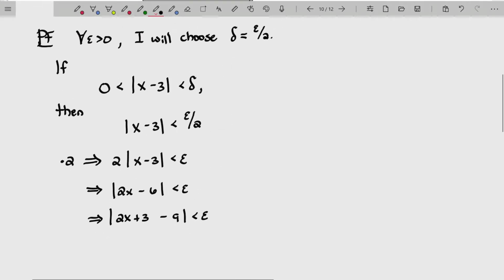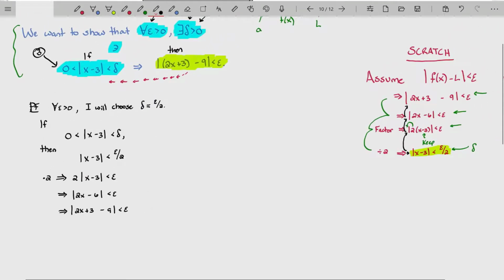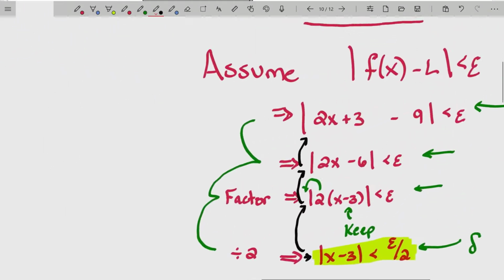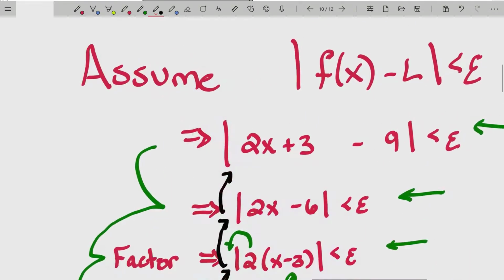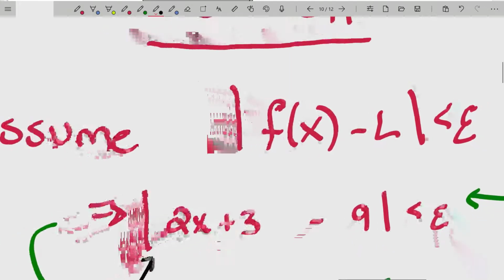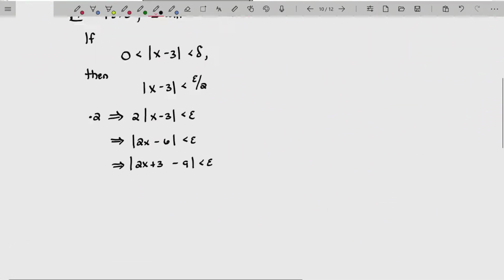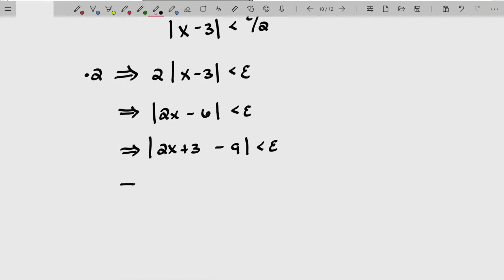And you say, but do you notice what I've just written? I have just written that the absolute value of 2x plus 3 minus 9 is less than epsilon, but 2x plus 3 is my function and 9 is my limit. 2x plus 3 is my function. Let me zoom in back here. And 9 was the limit that we were concerned with.